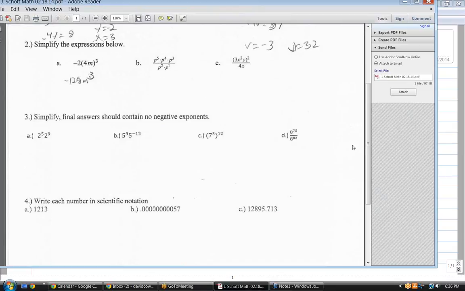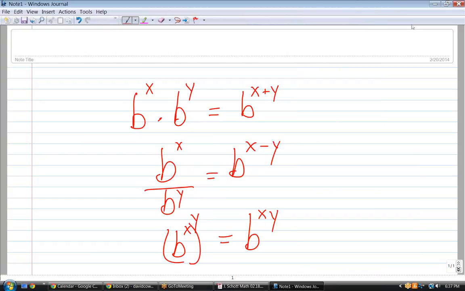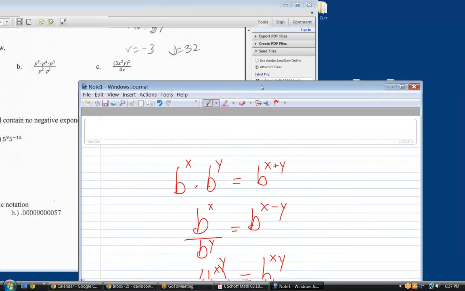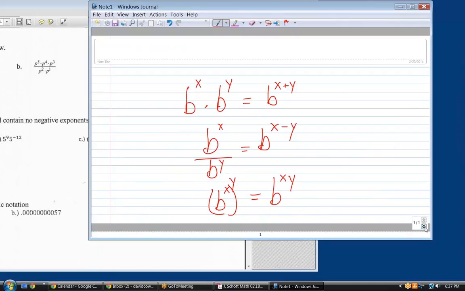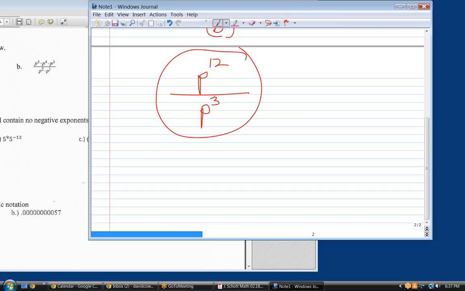What's the numerator going to be? P to the 60th? No, we're multiplying, so what are we going to do to the exponents? Add. So what's 5 plus 4 plus 3? 9, 12. So that's the numerator. And what about the denominator? P to the third. And now we're going to divide, same base, different exponents.